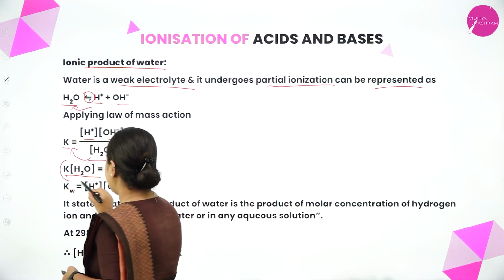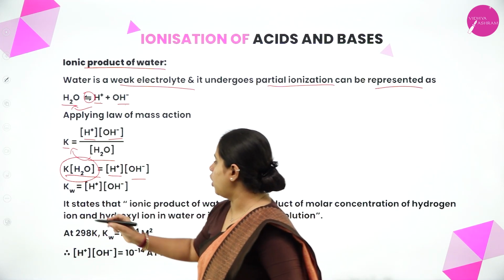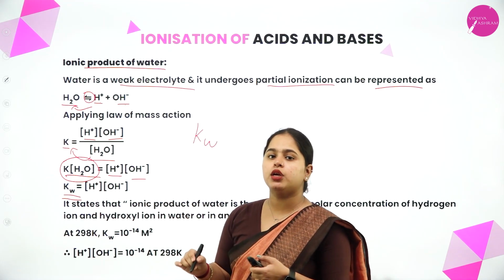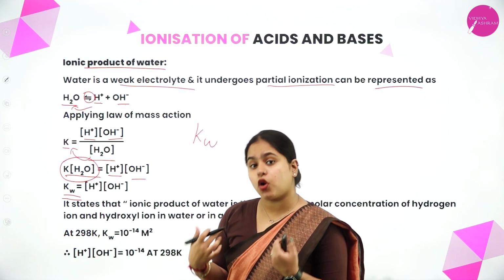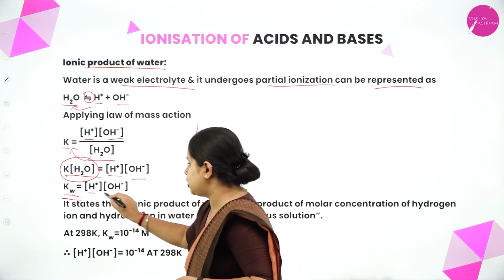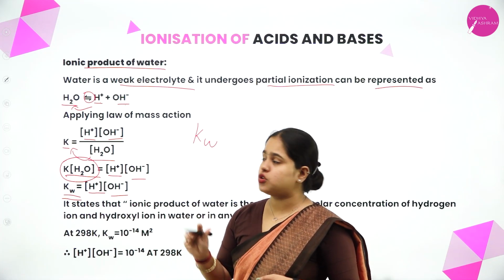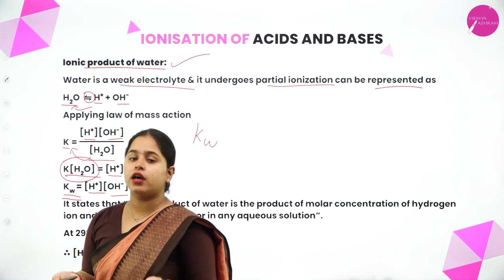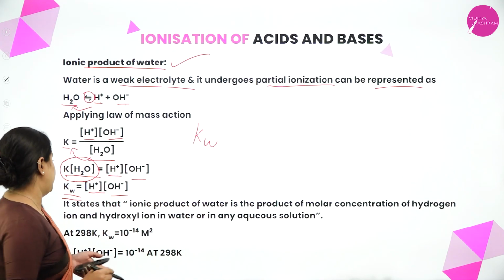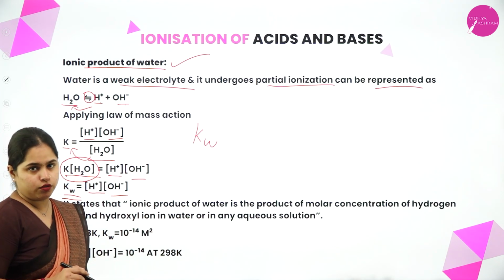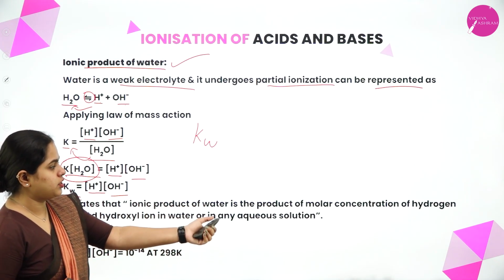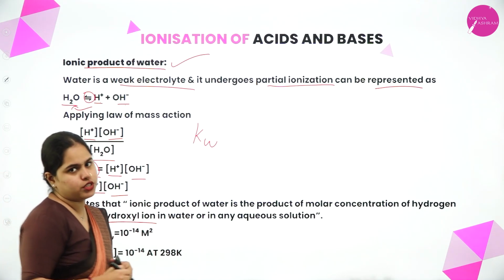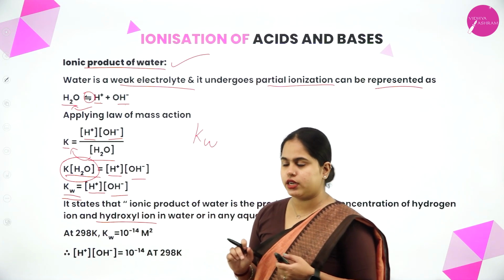So this term, K into molar concentration of water, is called the ionic product of water. That is Kw, which is called the ionic product of water, which is equal to the product of molar concentration of H plus and OH minus ion. So it states that the ionic product of water is the product of molar concentration of hydrogen ion and hydroxyl ion in water or in any aqueous solution. So I hope what is the ionic product of water is clear for you.